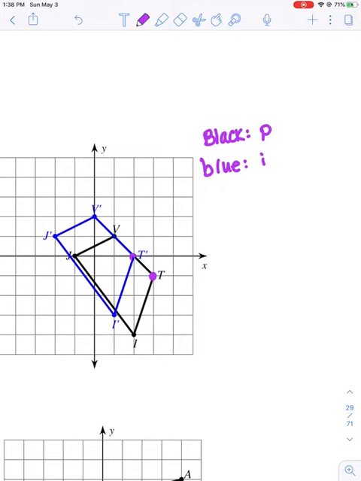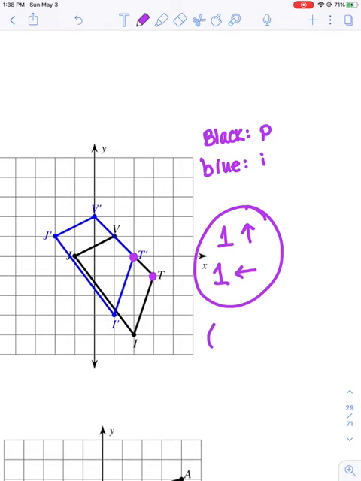All you have to do is look at one point in particular. So I'm just going to choose T again. So T went from here to here. I can see that that is 1 up and 1 left, and that is good enough for your answer. This is your answer. You could write the words up and left. That's totally fine. If you want to be really fancy, you could say something like this.